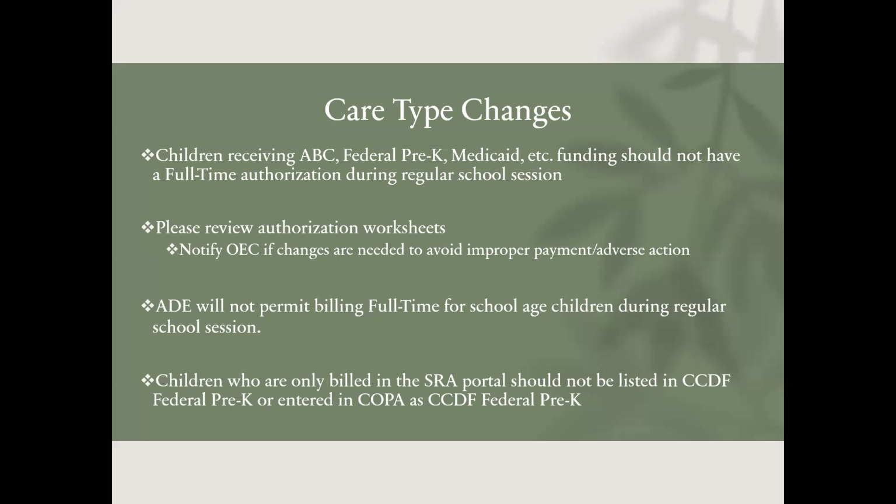We see this oftentimes when, say, you may have a 4-year-old that's actually going to attend an ABC program and they're going to come to you for aftercare, or your program also houses the ABC program. So just please be diligent about making sure you review those authorizations and notify us of any change in that authorization that needs to happen. Because as you all know, we're in a wait list, so we want to make sure that we're being responsible with our funding, and we don't want to have any repayment of funds because we've paid you twice. So just please let us know if anything needs to be updated.